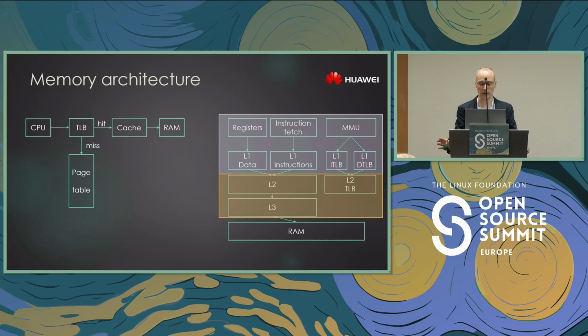On the right-hand side, you have pretty much how it works. The gray box is in one core, and the yellowish block is shared among all the cores in the processor. Again, this depends on the platform. This happens to be the one I looked into.